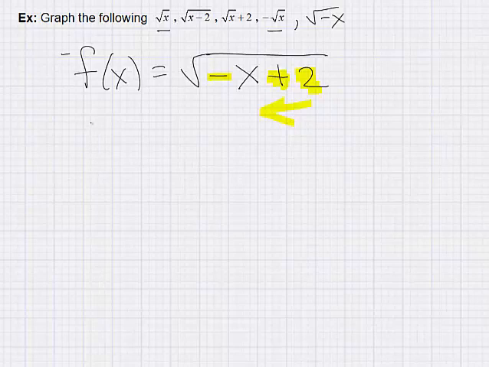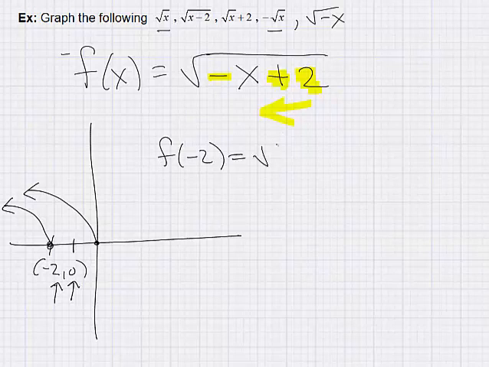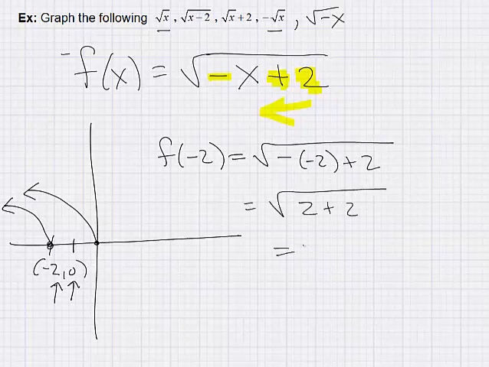If I did that, if I flipped over the y-axis and then moved to the left 2 units, I would look like this. This point would be negative 2, 0. Now remember, I should be able to plug that point into my function. Plug this x in, I should get this y. Well, what if I found f of negative 2? F of negative 2 is going to be the square root of negative 2 plus 2, which gives me the square root of 2 plus 2, which is the square root of 4, which is 2. I don't get 0, which means I moved it wrong.